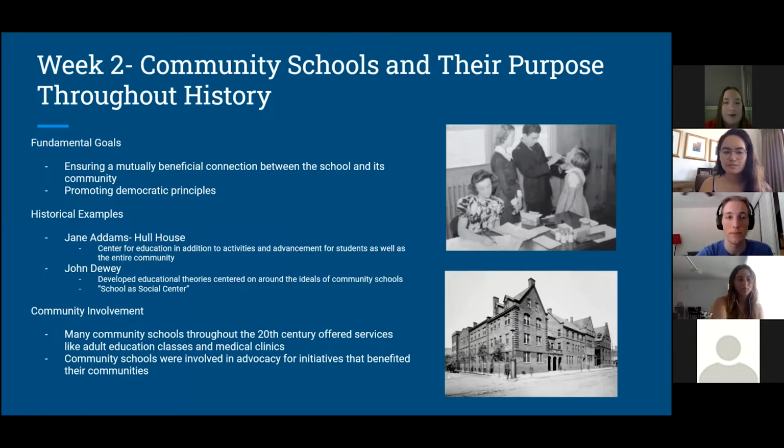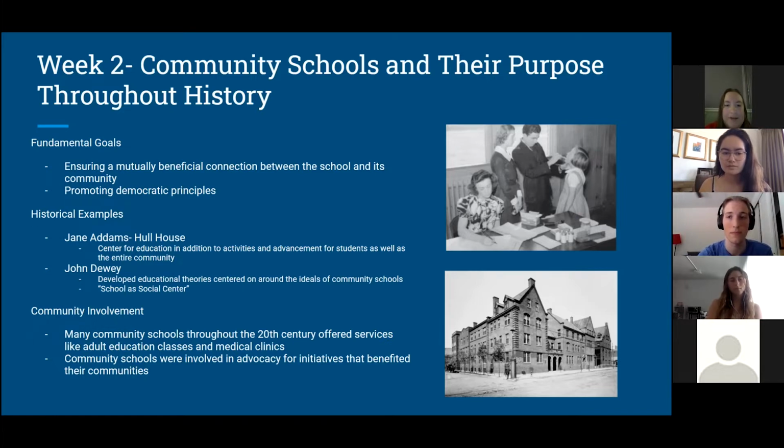The 2 fundamental goals are ensuring a mutually beneficial connection between the school and its community and promoting democratic principles through education. Some historical examples are Jane Addams and Hull House, which was in Chicago, and it was a center for education in addition to activities and advancement for students as well as the entire community. And then John Dewey also based a lot of his ideals and theories off of Hull House, and he developed educational theories around the ideals of community schools, and he was really focused on the school as a social center, which community schools were an example of.